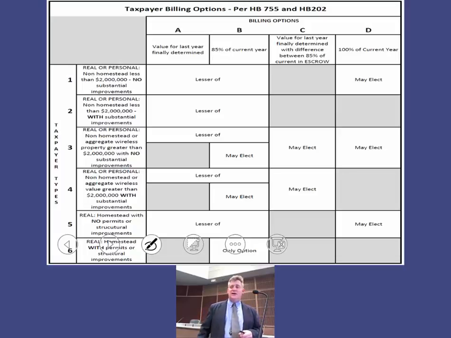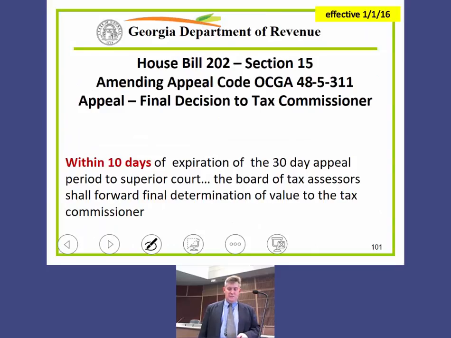We talk to attorneys a lot about this, and House Bill 202 provided that within 10 days of the final determination of value on a property tax appeal, the Board of Tax Assessors are required to send that final determination of value to the tax commissioner. That's just something that became explicit, I think, in 48-5-311.